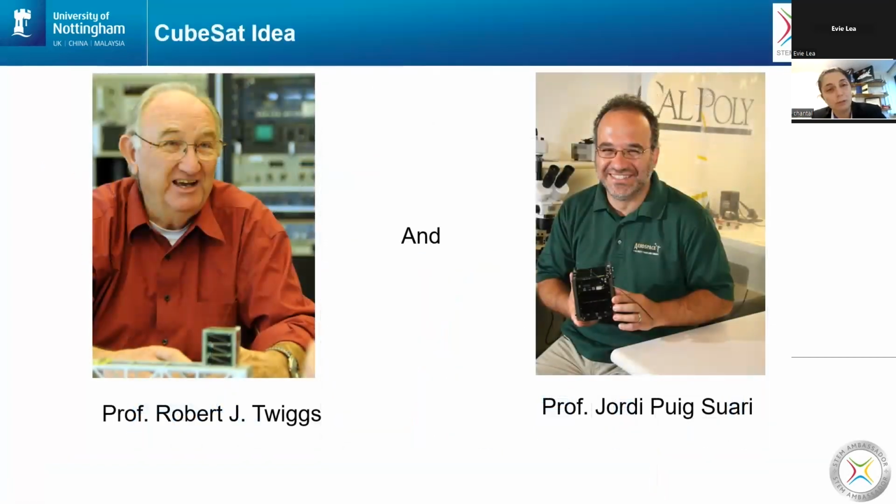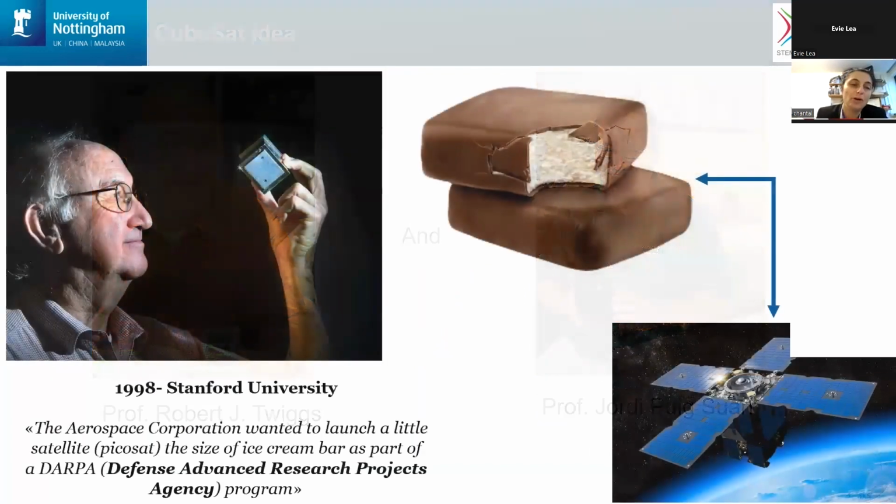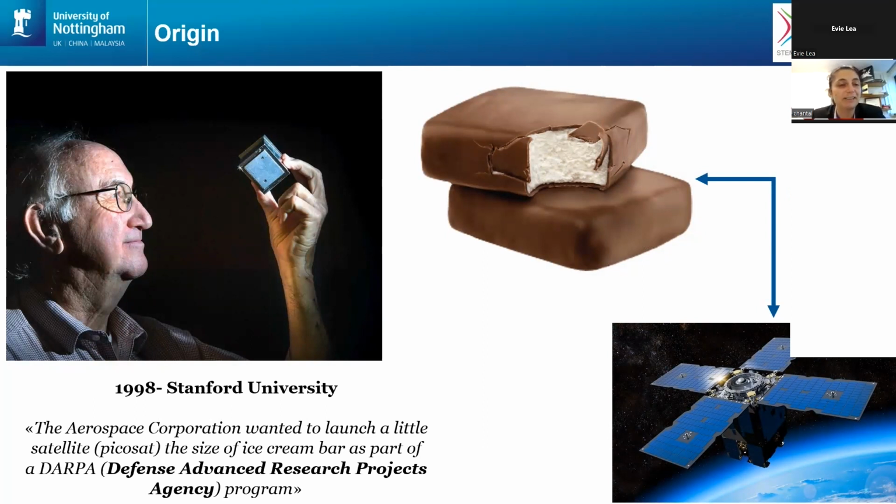This is thanks to people, particularly Professor Robert Twiggs and his colleague, Professor Jordi Puig-Suari. Professor Twiggs and Professor Puig-Suari are right now in the Hall of Fame of space because they invented a new kind of satellite that is called CubeSat. The idea came to Professor Twiggs, who is a very nice person and really interested in involving students in real space activity. His career was always dedicated to inventing something to improve the student experience, to give students the opportunity to reach space easily.